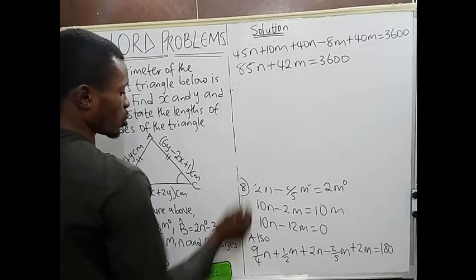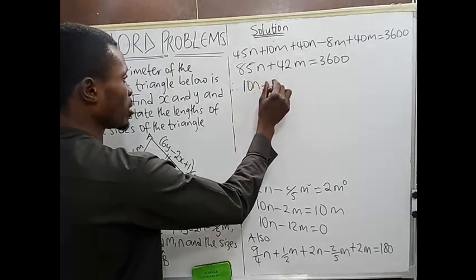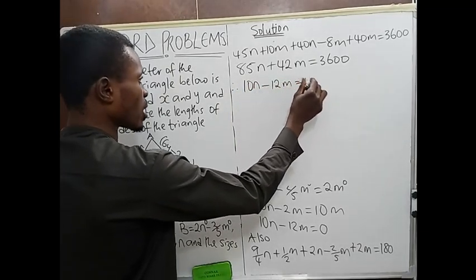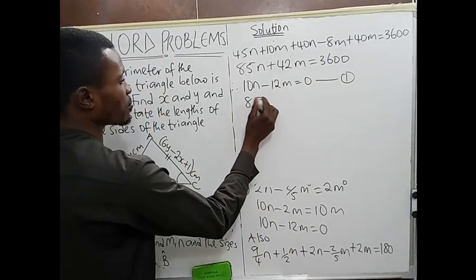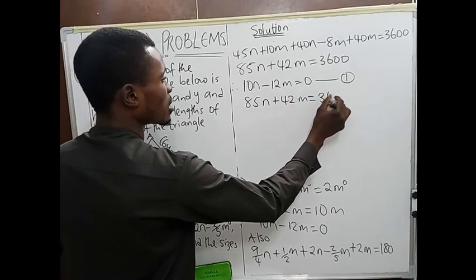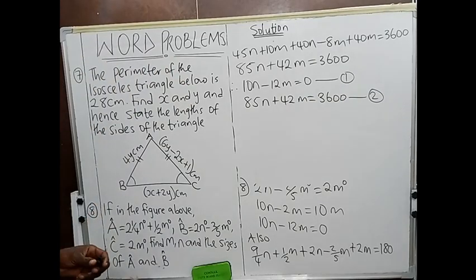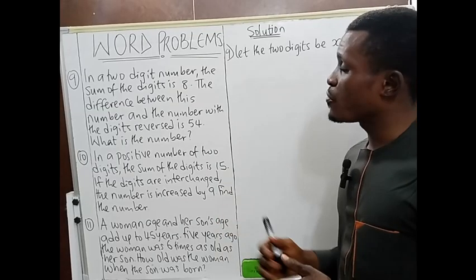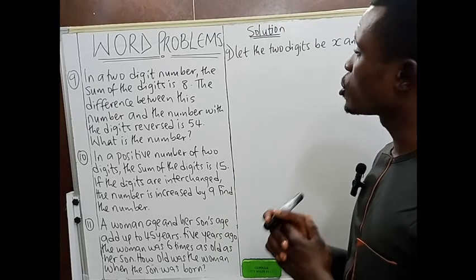Hence, therefore, our two equations are what? First, we have 10n minus 12m equals 0, equation 1. And then we have 85n plus 42m equals 3,600, equation 2. We solve this, we get the value of n and m, and then we proceed to what we are asked to find.